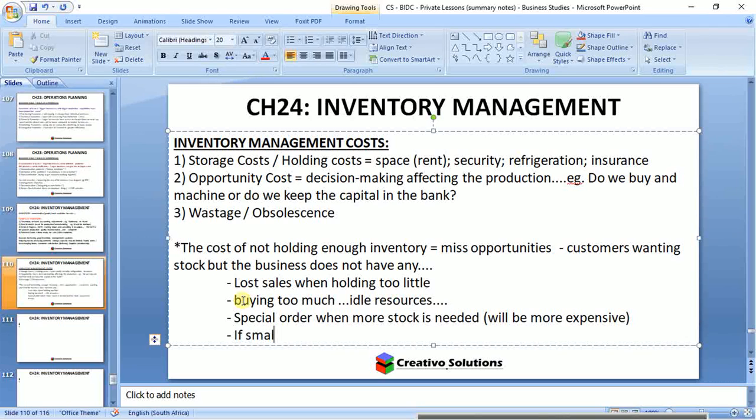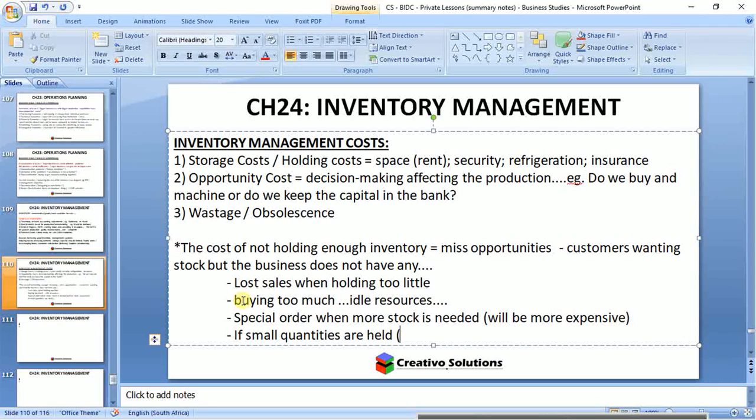If small quantities are held, how many orders do you think you're going to have to place? Exactly. If I'm only buying smaller quantities, so for example, if I buy bulk, I only need to place one order. If I buy small, I might have to place 2, 3, 4, 5, 6 different orders. And that's what they're looking at here.